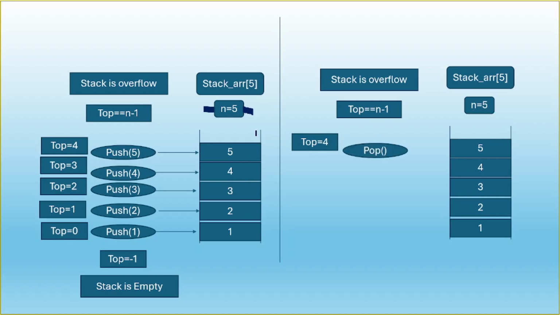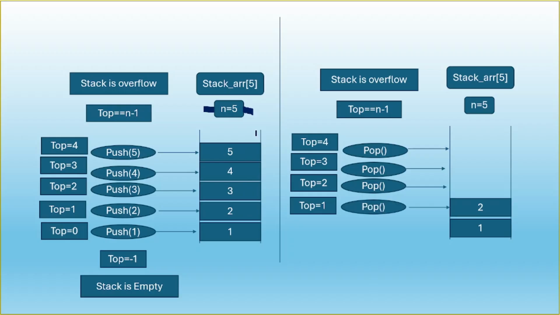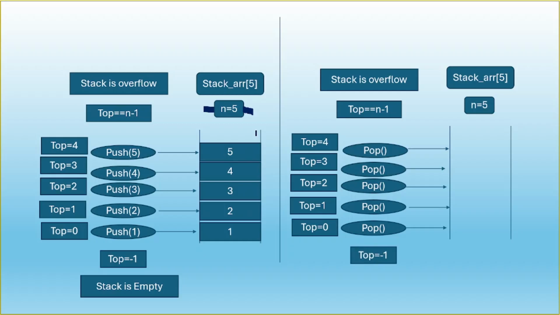When we are performing the pop operation, it will remove element 5 from the stack and the top value will be decremented by 1. So 5 is removed and top is decremented to 3. So currently top is pointing to element 4 whose index is 3. When I perform one more pop operation, it is going to remove 4 and top will be decremented by 1. Again I perform the pop operation, it is going to remove element 3 and decrease the value of top by 1. Again one more pop operation, remove 2 and decrease the value of top by 1. Again one last pop operation, remove element 1 and now the current value of top is equal to minus 1.